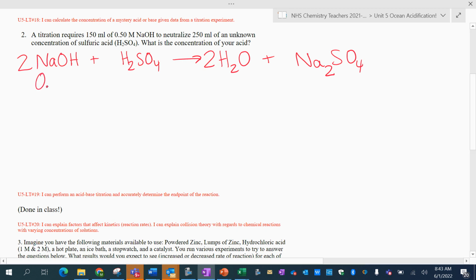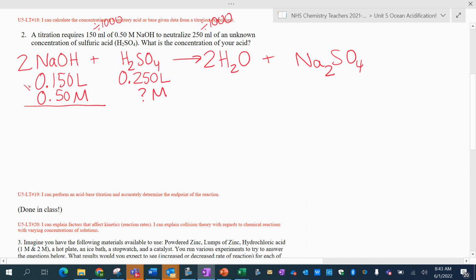Now, my next step is to write what I know underneath each chemical. I know I've got to add 0.15 liters of a 0.5 molar solution of NaOH in order to neutralize 0.250 liters of a question mark molarity of H2SO4. What I did to get milliliters into liters was divide each of these by 1,000.